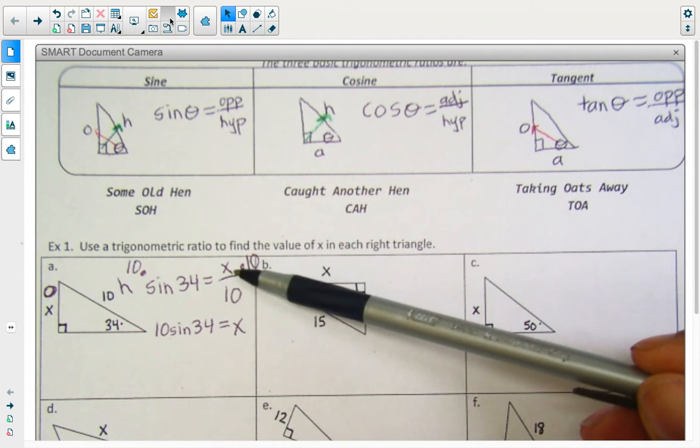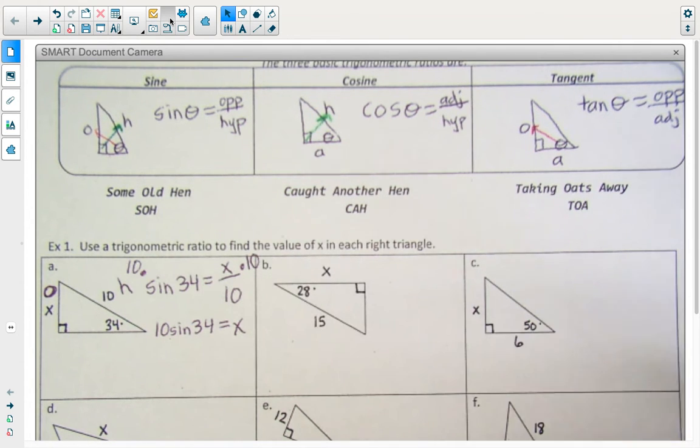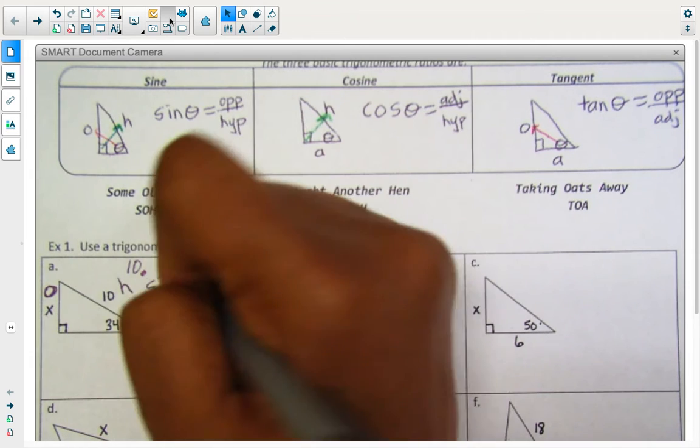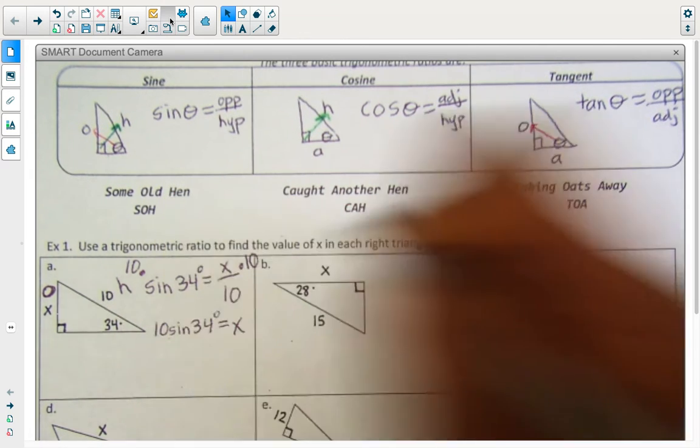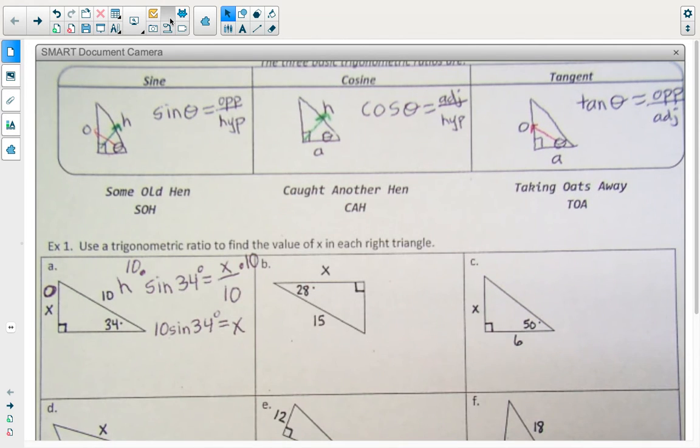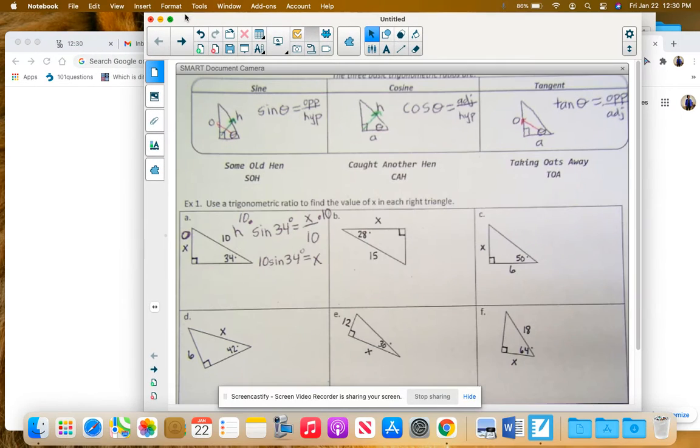The 10s on this side cancel out, so we're left with 10 times the sine of 34 degrees is equal to x. Let's put our degree mark up here. Now we can type this into Desmos. Let me show you how to type this into Desmos.